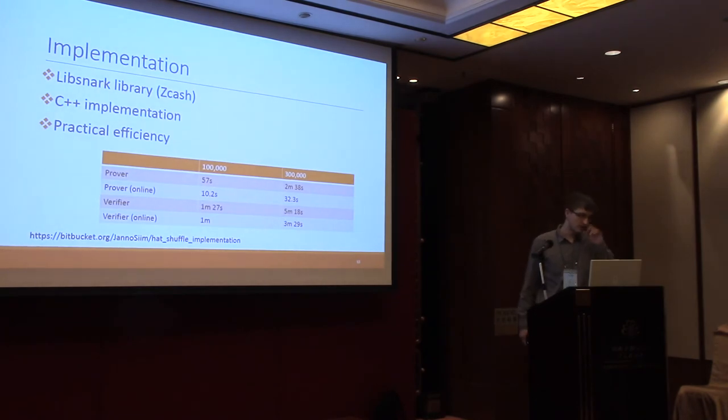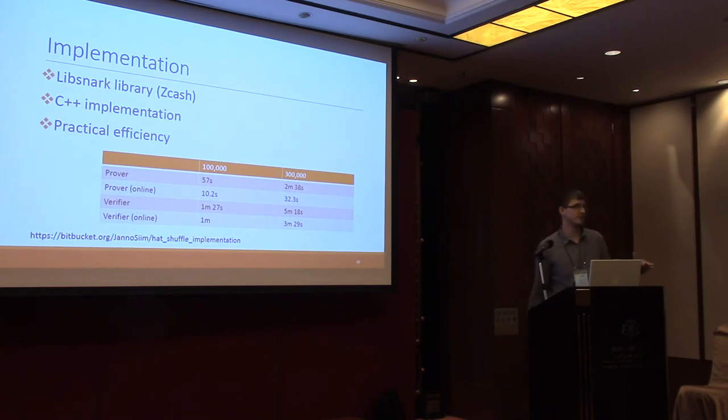Okay, and finally, a little bit about our implementation. We use the libsnark library for our implementation. This is also used to implement the SNARKs in the Zcash cryptocurrency. It's a C++ implementation, and you see quite practical efficiency numbers. In this first column, we see that for 100,000 ciphertexts, the prover time is around 1 minute, and we can also separate both proving and verifying into two phases.